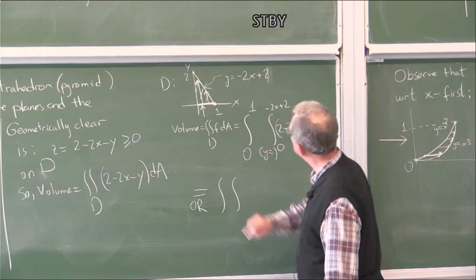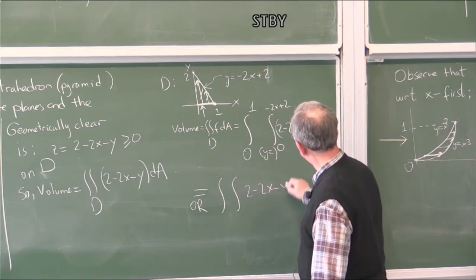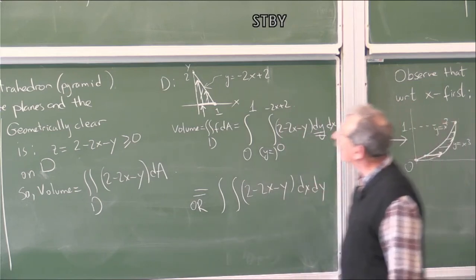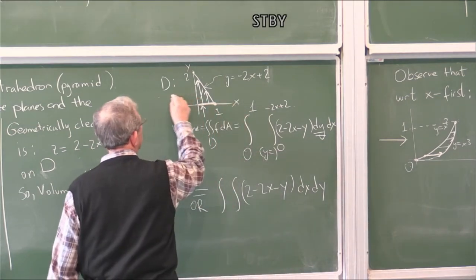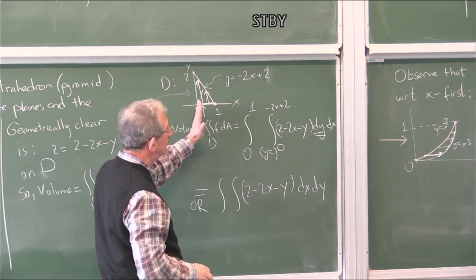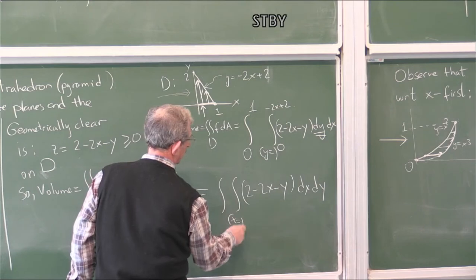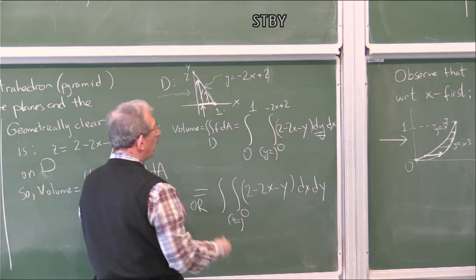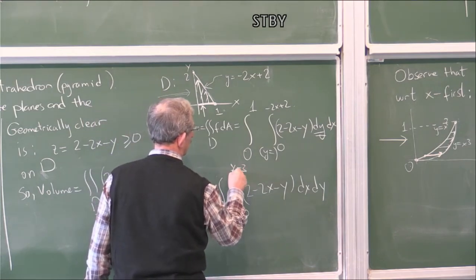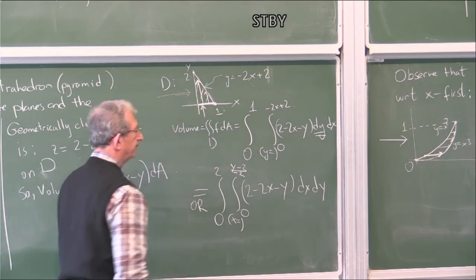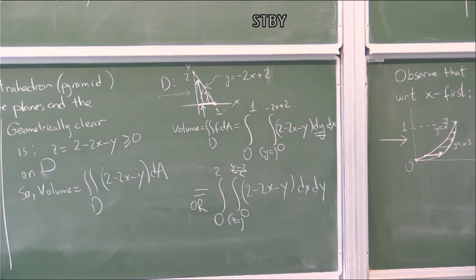Or you can write it with respect to x first. Now, if you look in the x direction here, from the left towards right, the first curve is the y-axis, which is x is 0. The last curve is x is y minus 2 over minus 2. And y changes from 0 to 2. So either of them gives you the volume wanted.